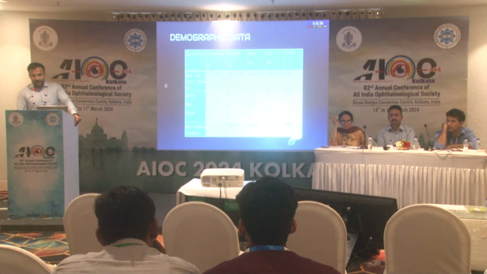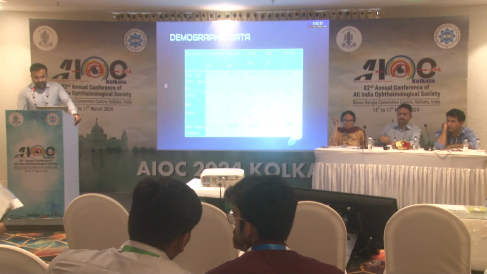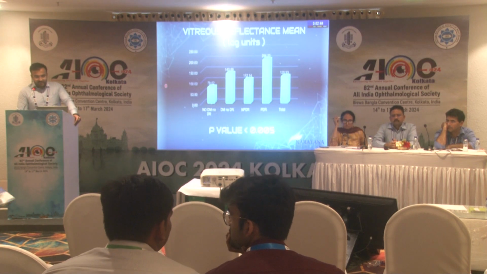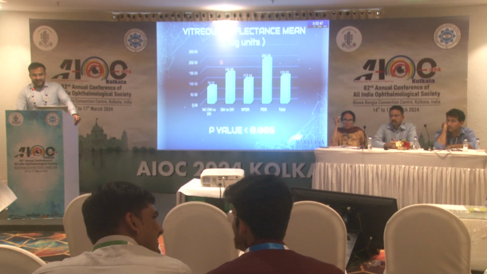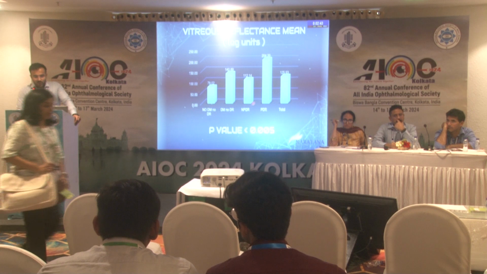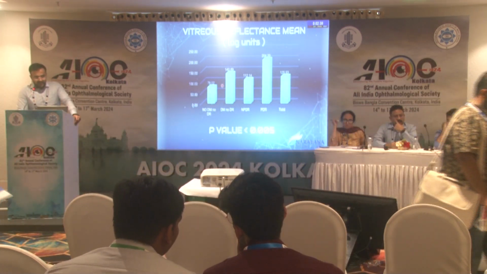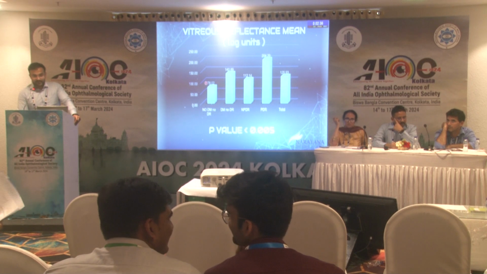First was no DM, no DR. The second was DM, no DR. The third was NPDR, and the fourth was PDR. They were age and sex matched controls. Vitreous reflectance mean in log units was 204, the highest, in PDR, 112 in NPDR, 140 in DM and no DR, and only 78 in no DM and no DR.